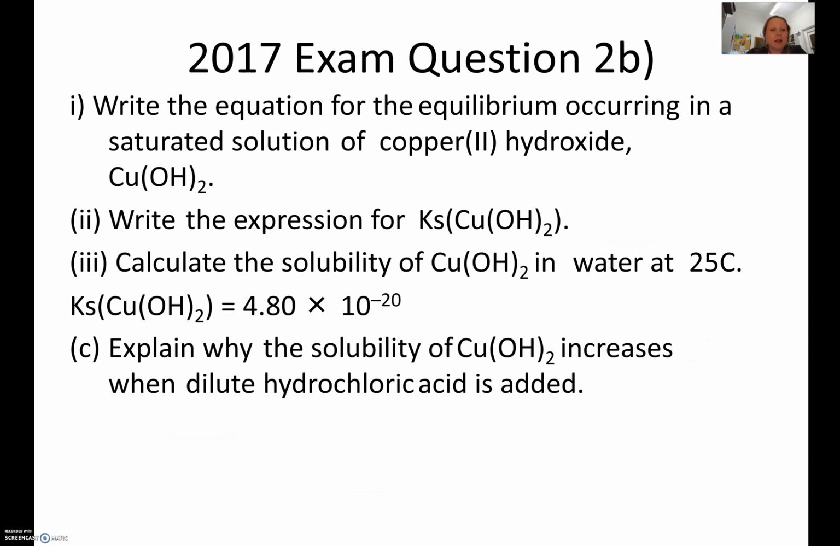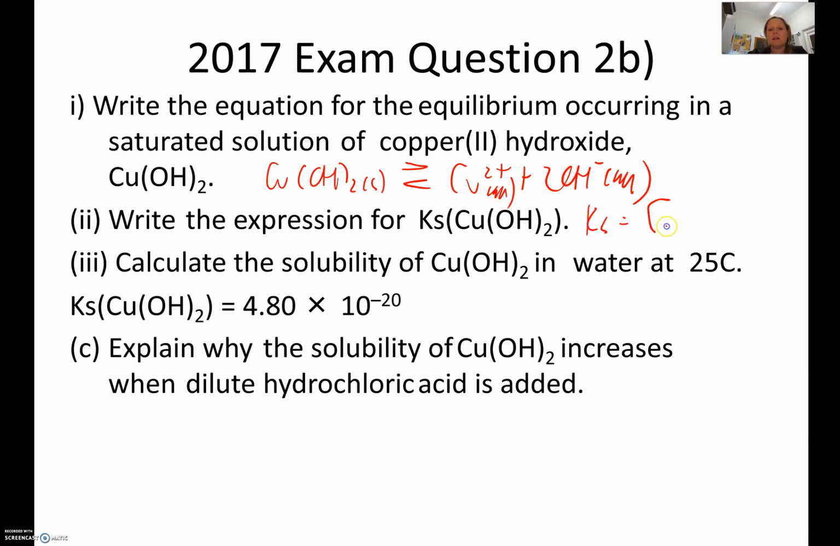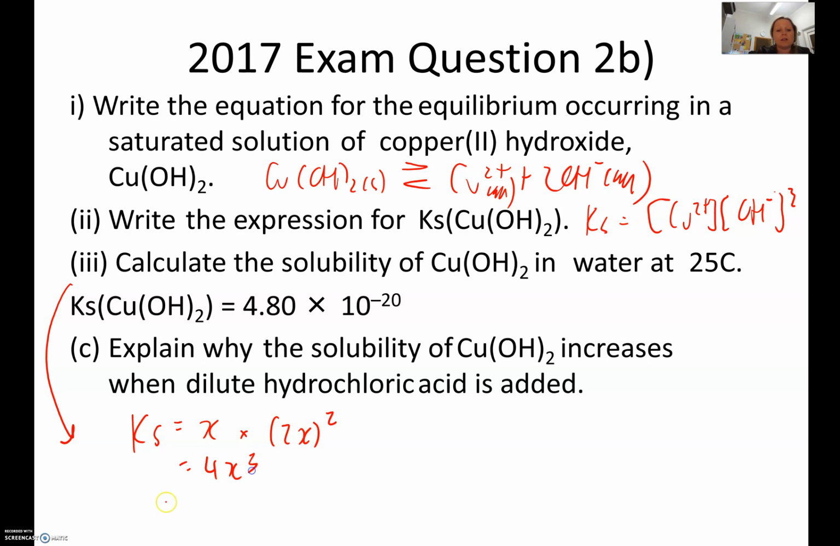So the final exam question for today is from 2017. It says write the equation for the equilibrium of copper hydroxide. So Cu(OH)2 solid goes to Cu2+ plus 2OH-, and all should have states, so they're both aqueous. Write the Ks, so Ks equals [Cu2+][OH-]². And now it says calculate the solubility in water. So solubility is when you solve for x. So Ks equals x times (2x)², which equals 4x³. So x is going to equal the cube root of your Ks divided by 4, and you just need to plug that in.